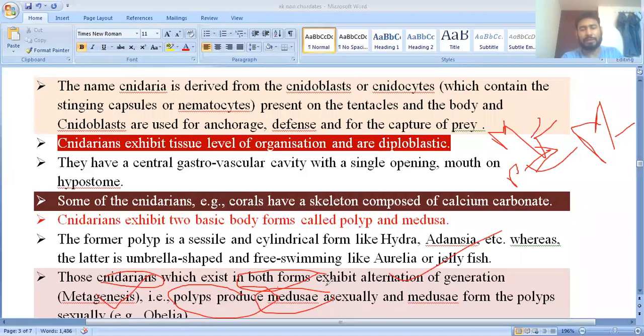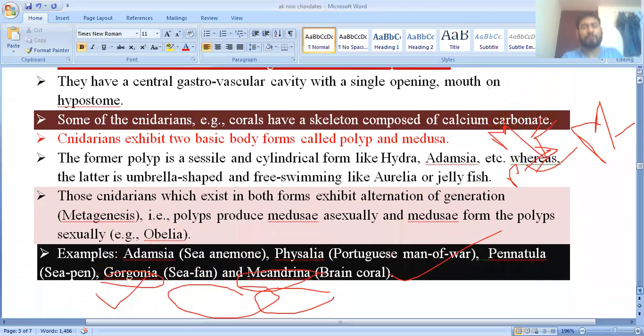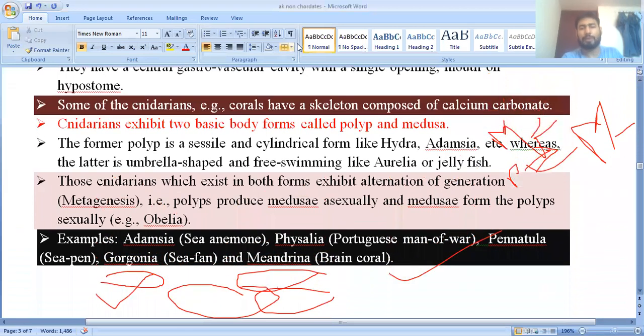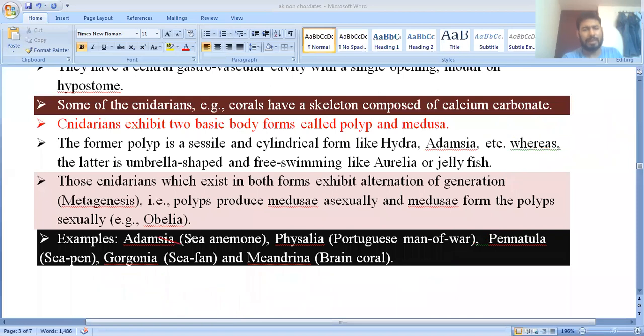Clear? So this is explained, and where is it found? It is found in Obelia, and Obelia belongs to which class? Obelia belongs to the Hydrozoa class. Okay, if you see here, they have also given some examples. Adamsia, sea anemone. Physalia, Portuguese man of war. Pennatula, sea pen. Gorgonia, sea fern. Meandrina, brain coral. These are the examples which you will learn.